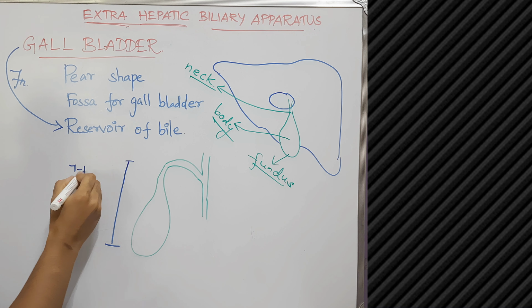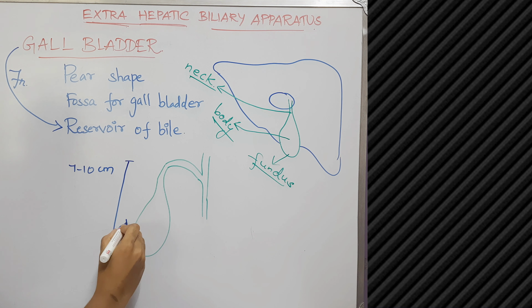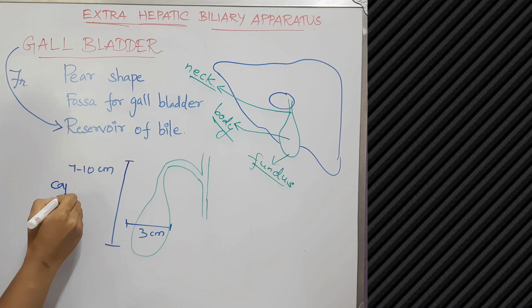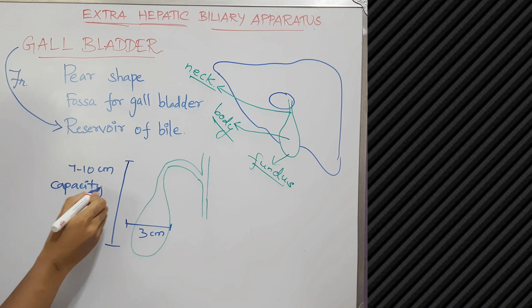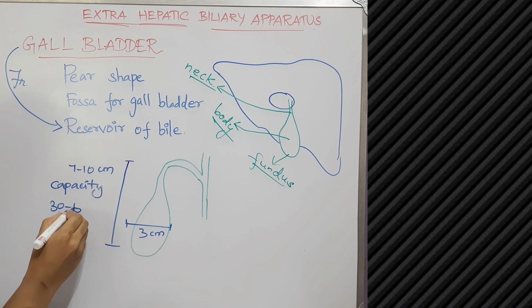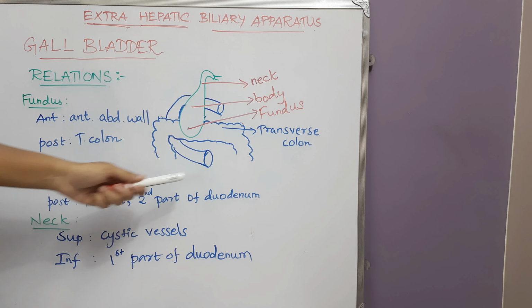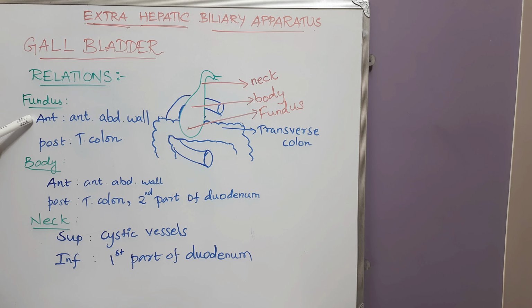Let's see about the dimensions and capacity of gallbladder. The gallbladder is of 7 to 10 cm length and 3 cm breadth in its widest part, and the capacity of the gallbladder is 30 to 50 ml. Let's see about the relations of gallbladder. Separately, we will be dealing with fundus, body and neck. Using this diagram, we can easily understand.